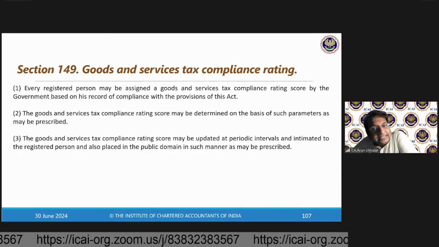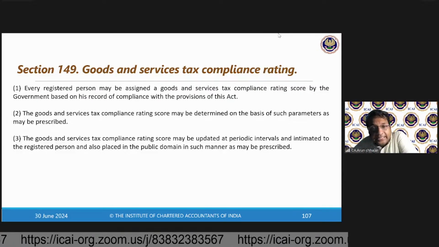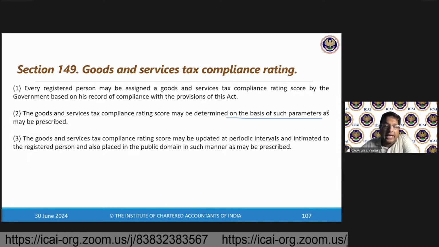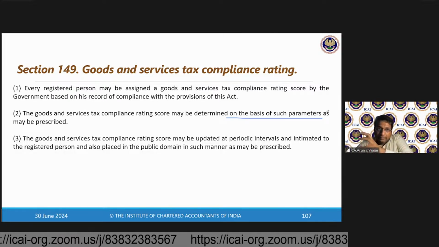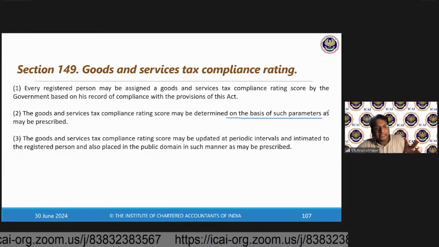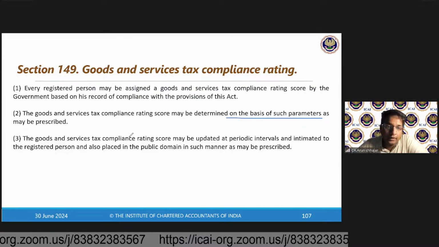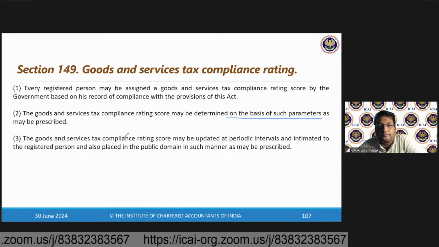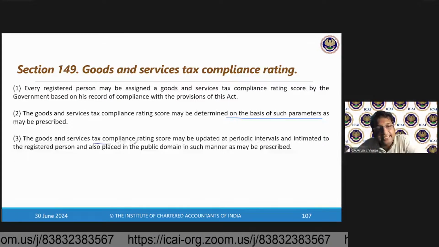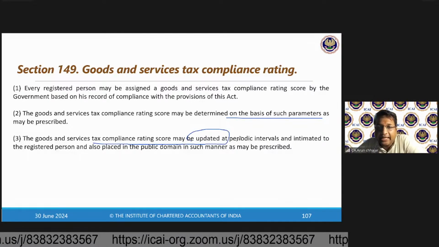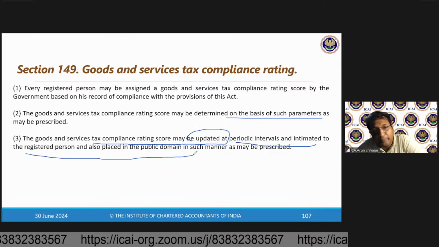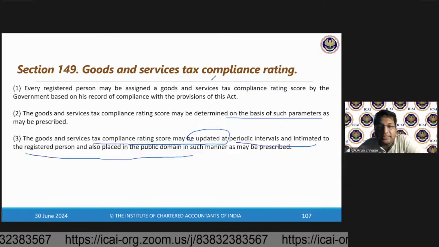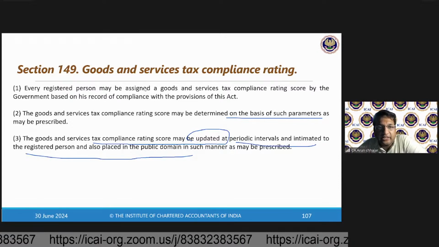A GST compliance rating score may be determined on the basis of parameters as may be prescribed. So again, there will be some rule which will decide the parameters for calculating the rating. The GST compliance rating may be updated at periodical intervals and intimated to the registered person and also placed in the public domain as may be prescribed. So this is very useful.